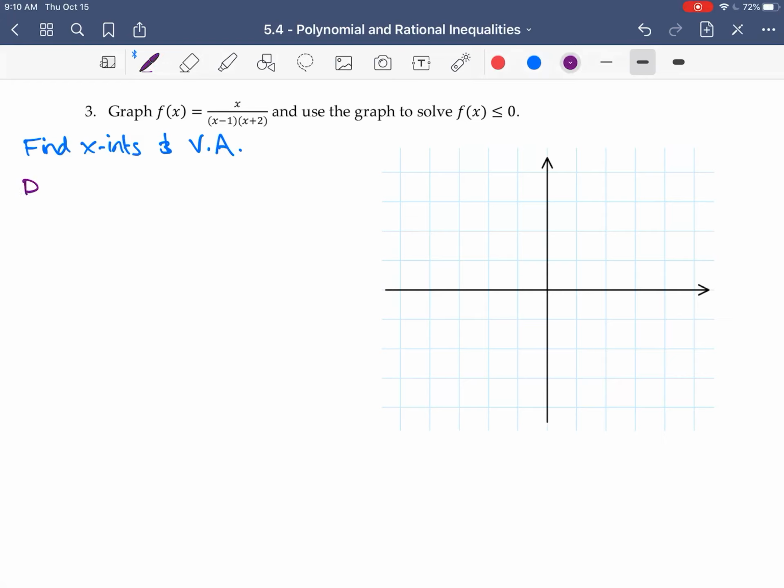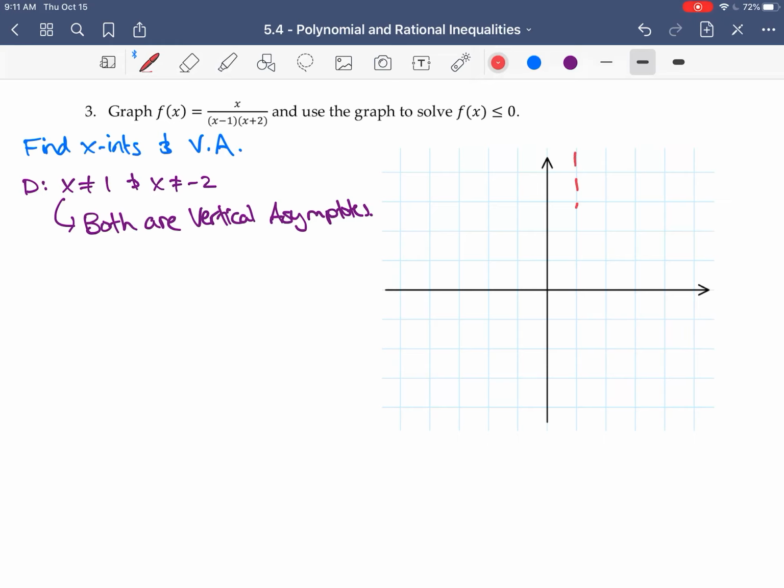For this one, the domain, it's in simplified form, so I can't have the bottom equaling 0. So I can't have x equals 1 or x equals negative 2. Both of these are vertical asymptotes. Because we're doing the sketch, we might as well sketch them in. There's the asymptote x equals 1, and then we also have x equals minus 2.